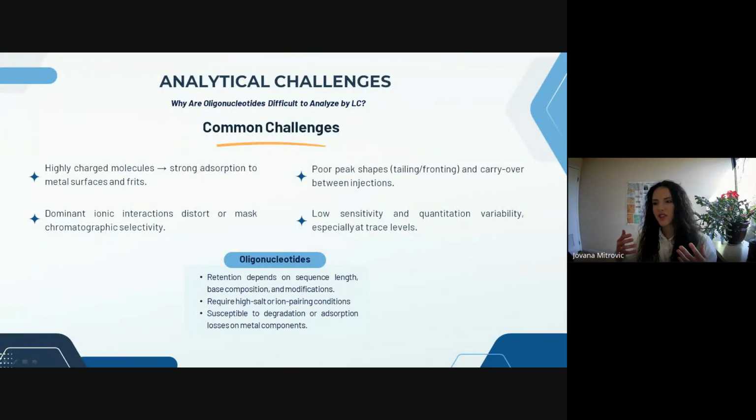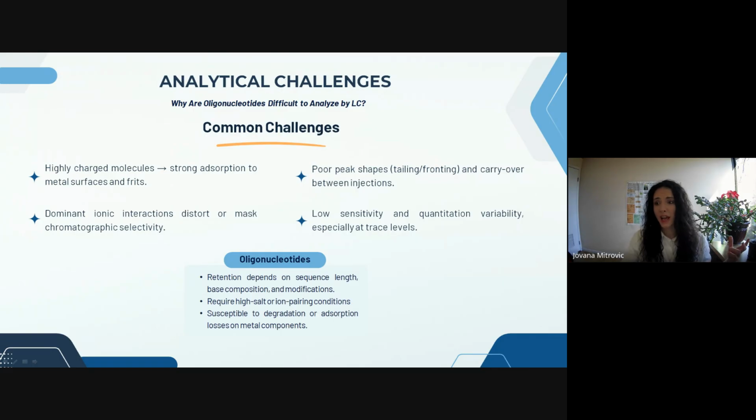So let's begin by addressing a key question. Why are oligonucleotides so difficult to analyze by liquid chromatography? Oligonucleotides are highly negatively charged because of their phosphate backbone. These charges cause strong electrostatic interactions with metallic surfaces inside LC systems, such as column hardware, frits, or even tubing. So as a result, analytes can adsorb onto metal surfaces, leading to poor recovery, tailing peaks, and signal instability.